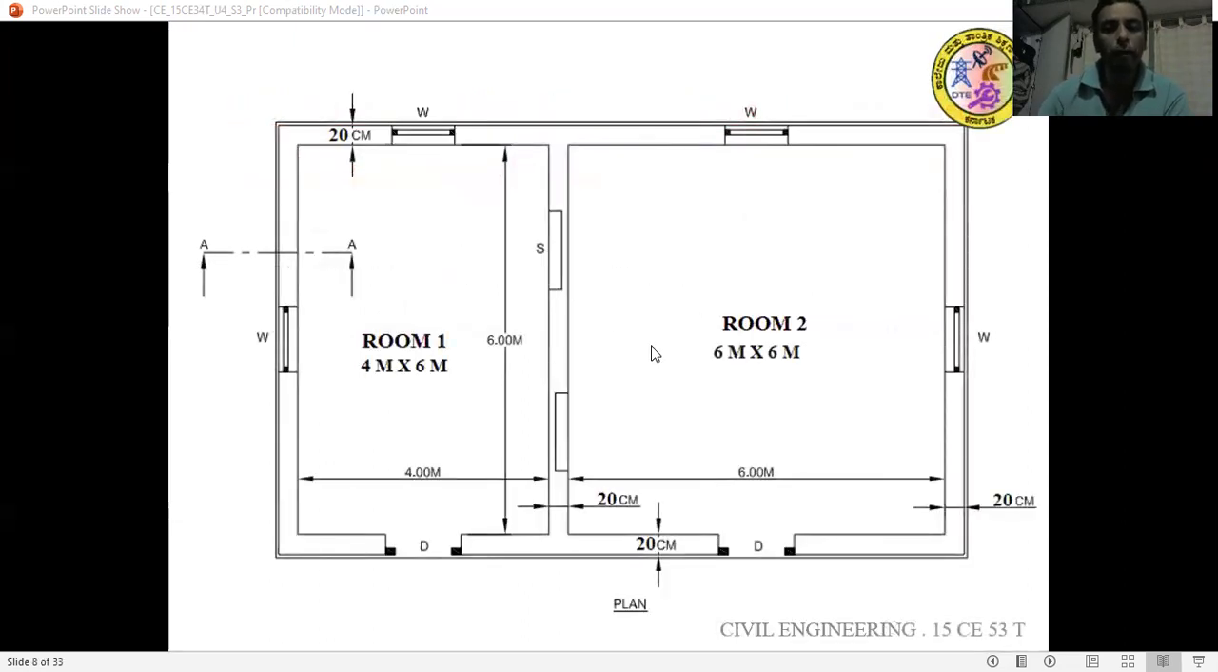This is the plan of the particular two-room building. Here we have to carefully observe some of the details which are very important for calculation of the item of work. Here, this is room 1. The dimension is given 4 meter by 6 meter. Here, the room 2 dimension is 6 meter by 6 meter. The 6 meter is measured horizontally, and here 6 meter is measured vertically. Thickness of wall is given 20 centimeter.